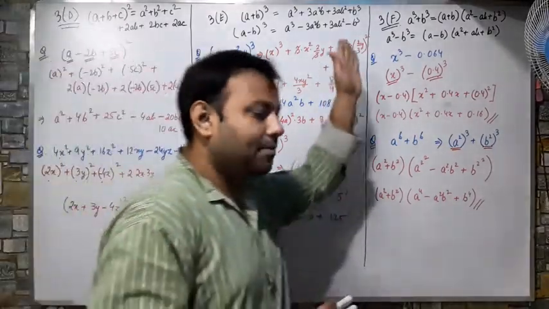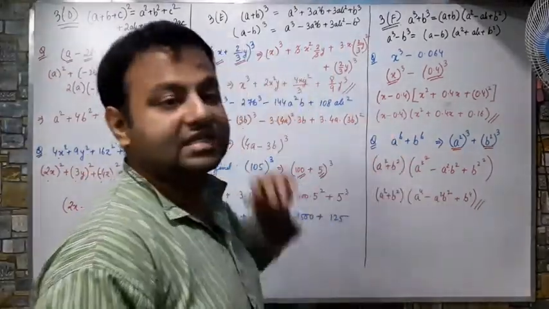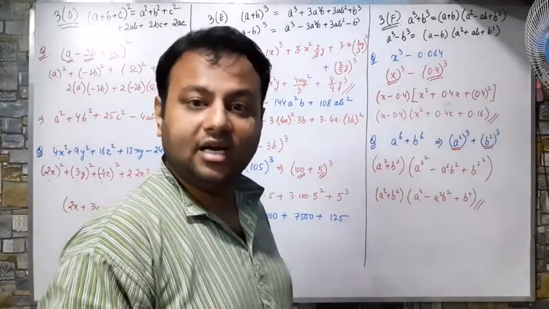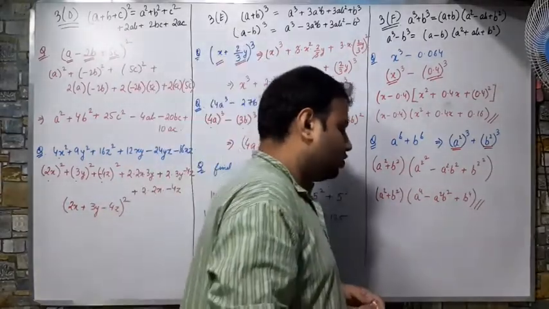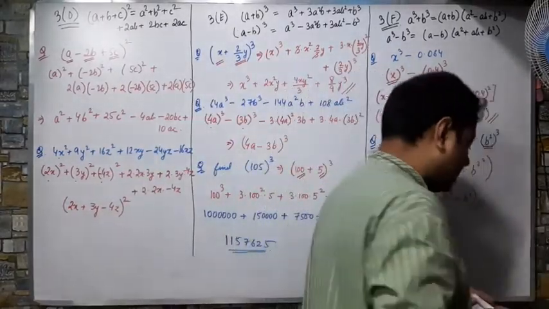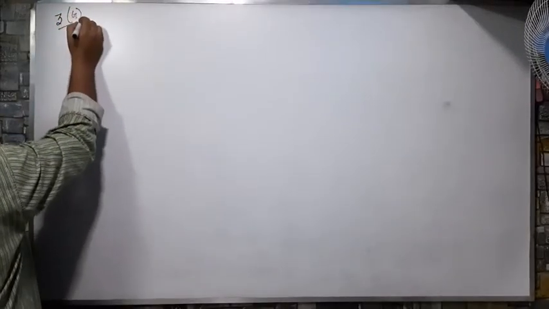So this is how my sixth exercise or 3F is being done. Now we are moving on to the most difficult and the last exercise. Moving on to the last exercise, that is 3G.